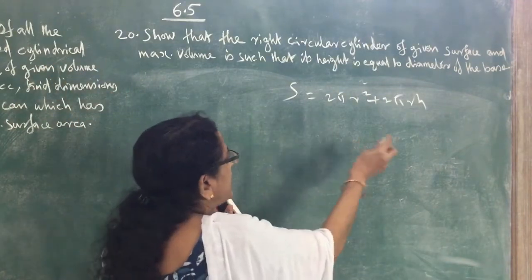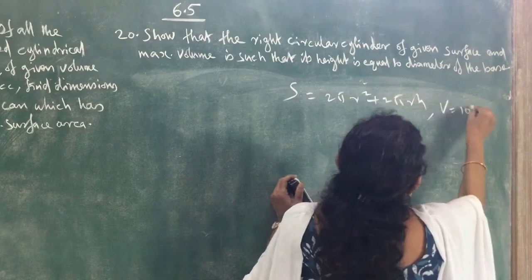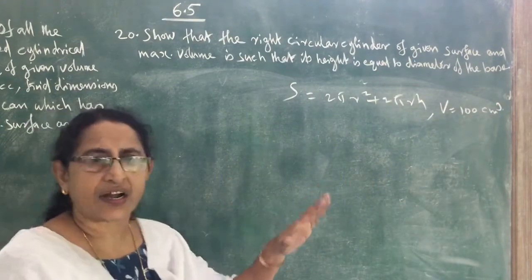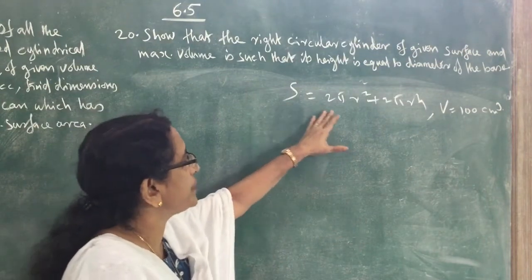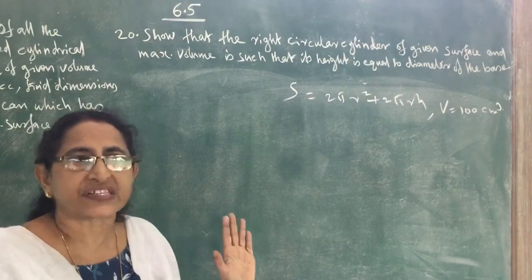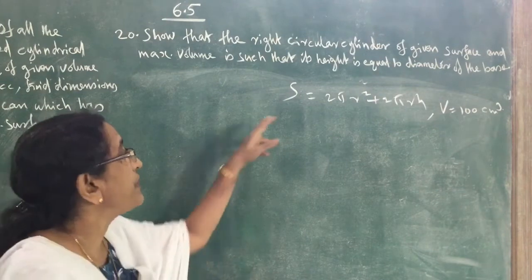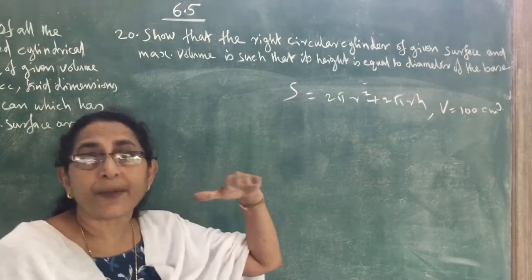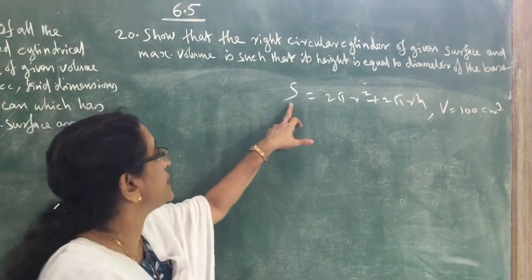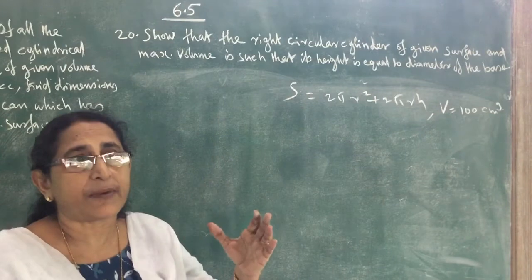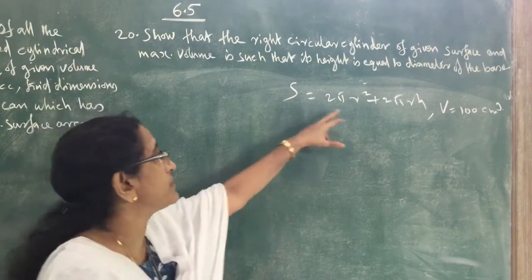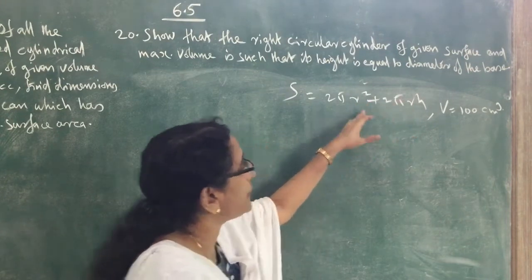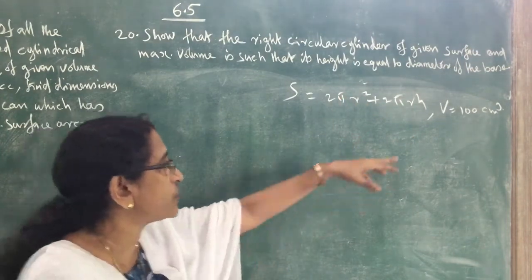So given that V equal to 100 cubic centimeter, that is centimeter cube. So volume is given 100 and S equal to the total surface area of the cylinder, equal to 2 pi r square plus 2 pi rh. This surface area is to be minimum. First write the function as a function of only one variable. Here there are two variables r and h. Therefore we have to eliminate one variable using the given constant volume.